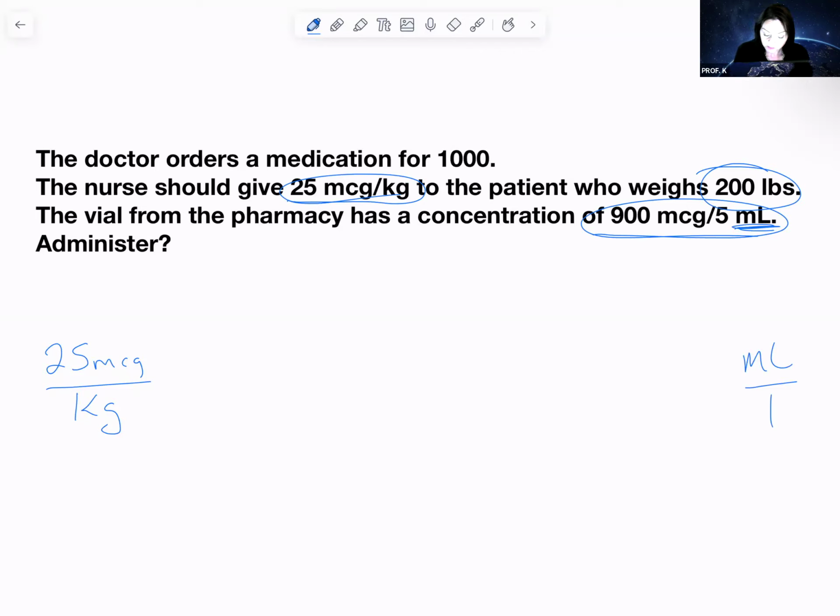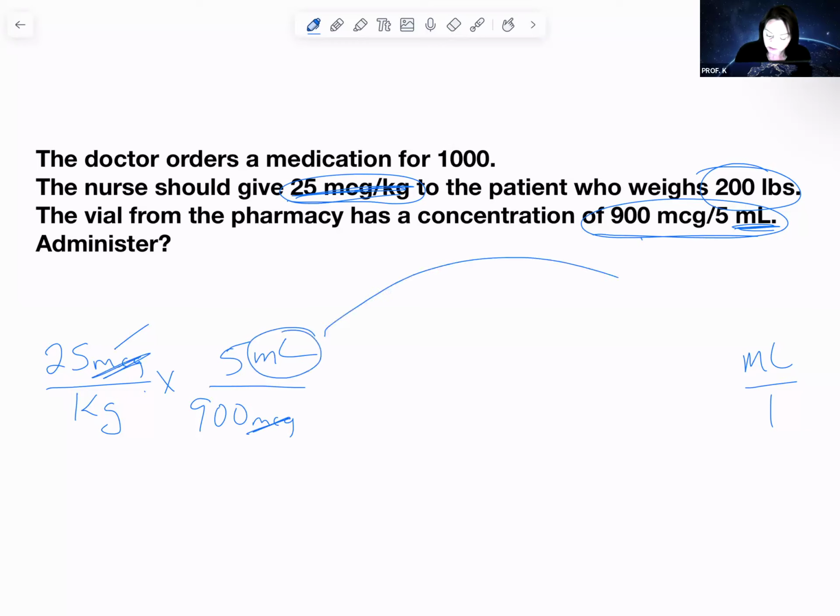Cool. So I've used this. I know I need a conversion. So, oh no, I don't need a conversion. It's in micrograms. Yay. Okay. So, how do I get rid of micrograms? I'm going to use my problem. 900 micrograms in 5 milliliters. That's what pharmacy said, and that's what I'm going to use. So I have the milliliters. Yay. But I have to get rid of kilograms.